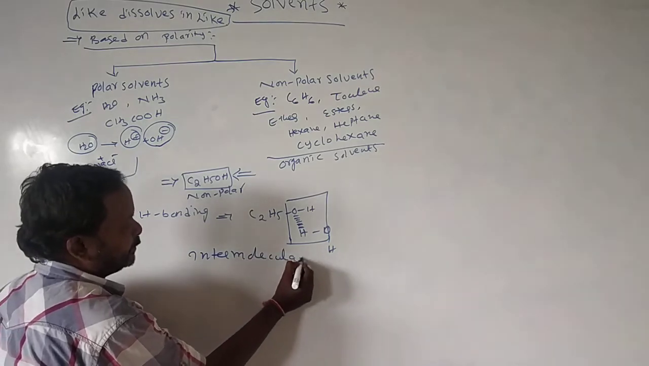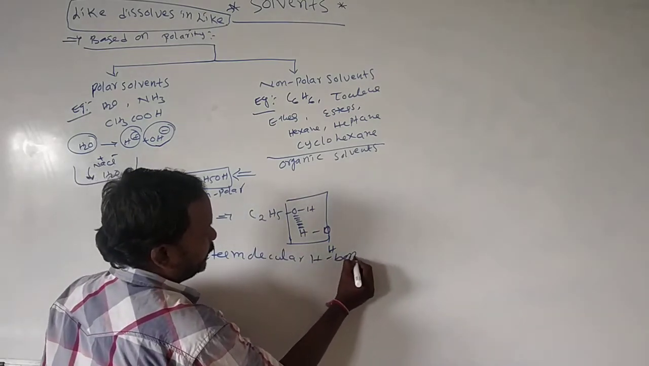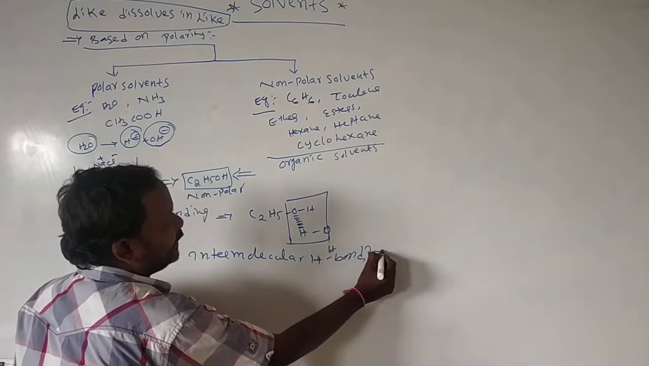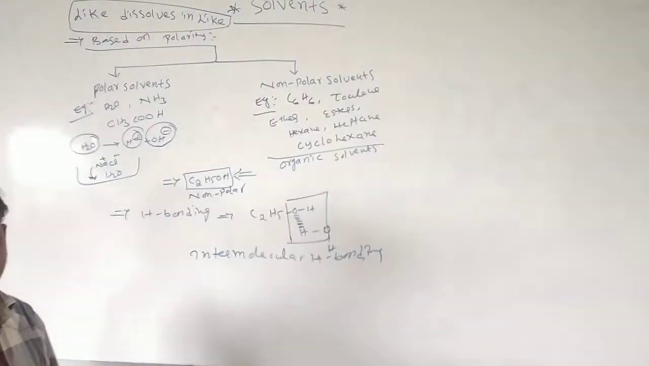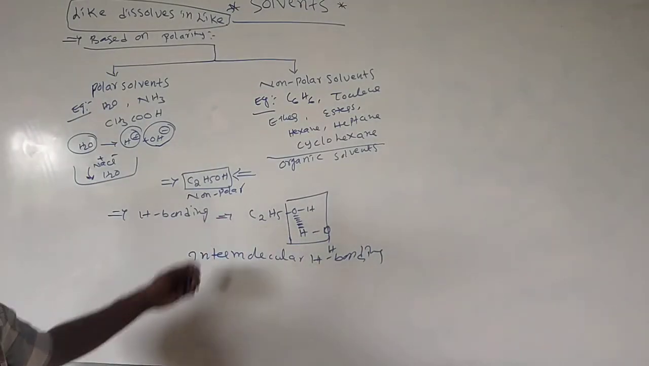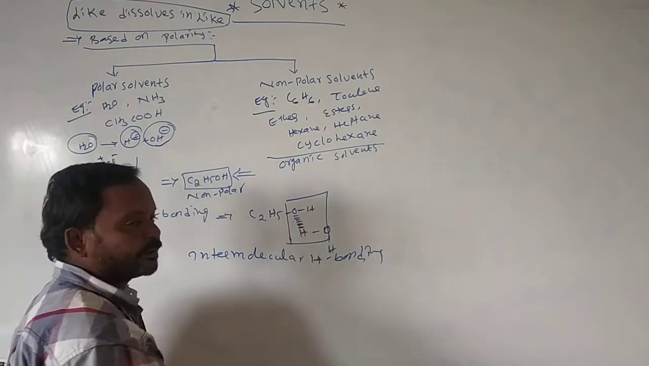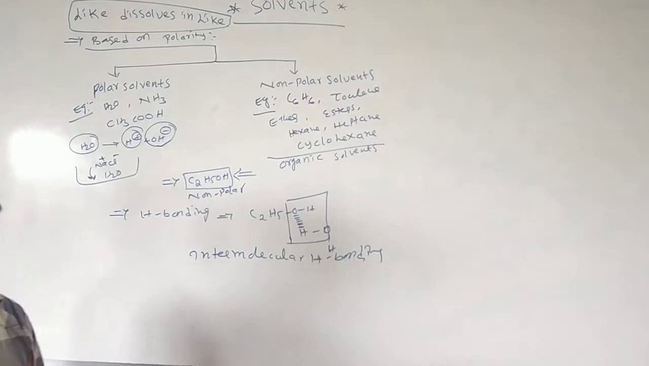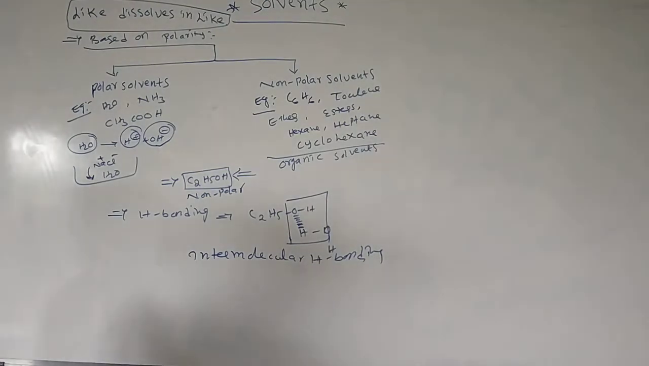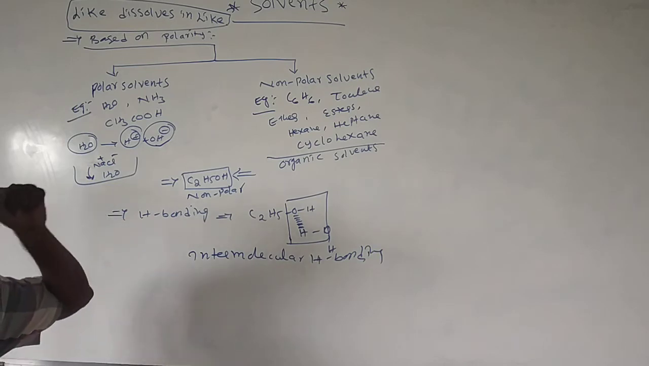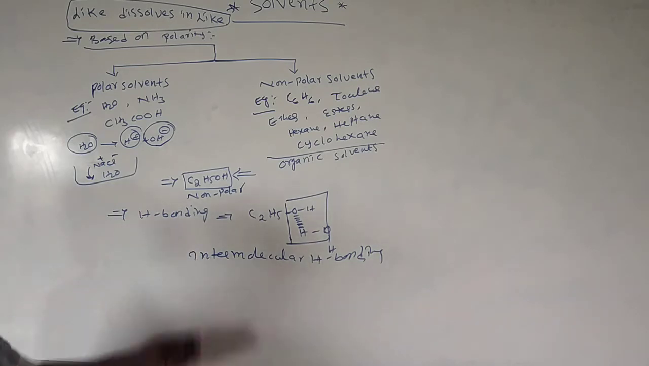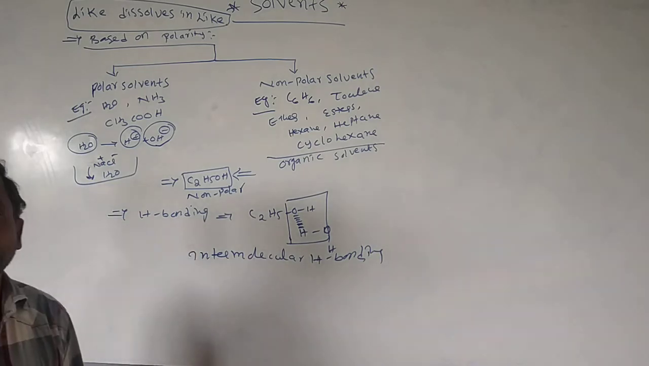Intermolecular hydrogen bonding. What is intermolecular hydrogen bonding? The hydrogen bonding between two different molecules. See, this is the water molecule, this is the alcohol molecule. We call it intermolecular hydrogen bonding. Here, the hydrogen bonding within the molecule, we call it intramolecular hydrogen bonding.